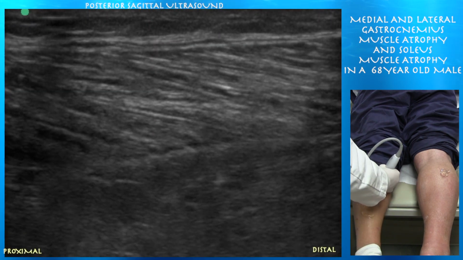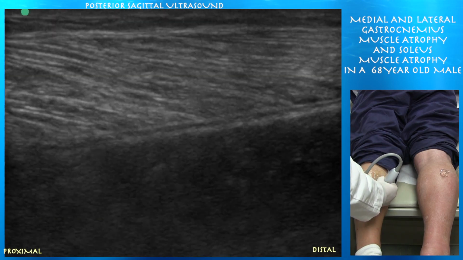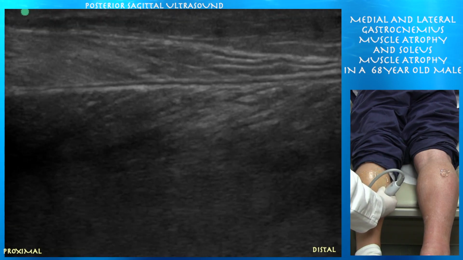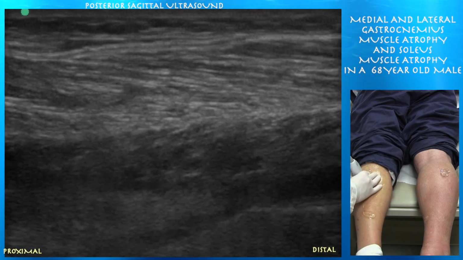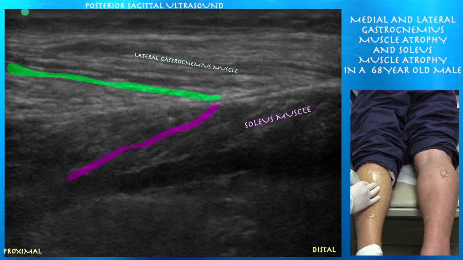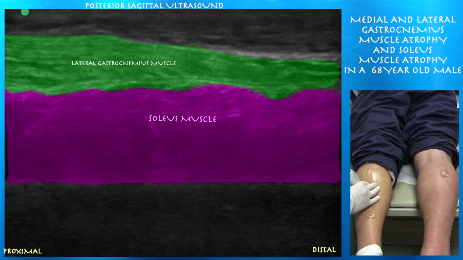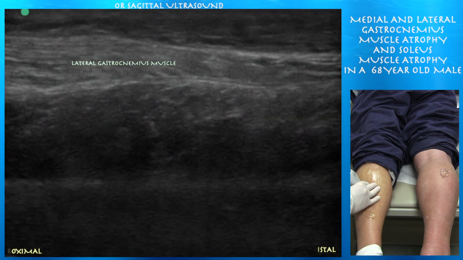Here we are now looking in a sagittal view again on the normal side. We can see the feathery texture of the muscles. Here it appears that the feathery echotexture of the soleus and the gastrocnemius muscles are almost forming maybe like 70-degree angles to each other, almost like the end of an arrow.